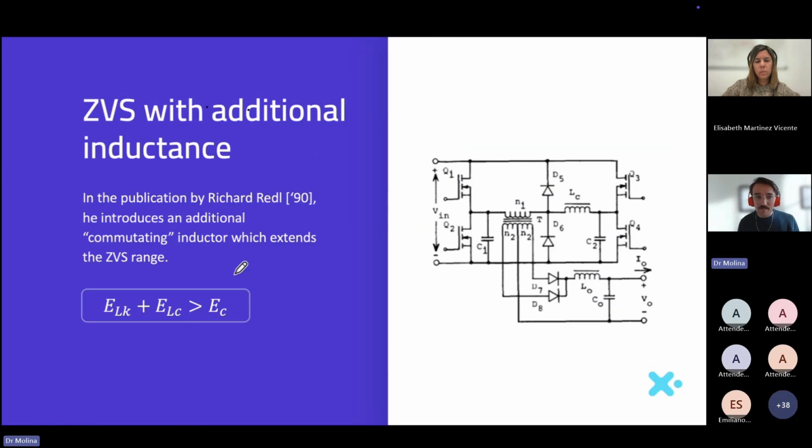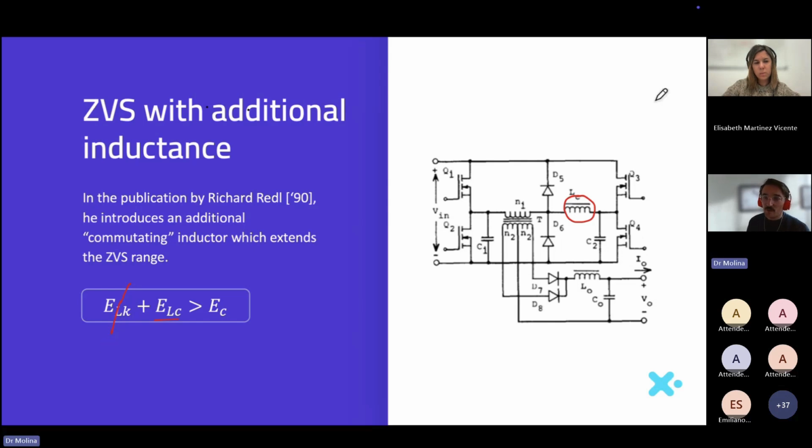of the key points is that sometimes, for example, in this publication from Richard Redell in the 90s, he was saying, okay, in order to make sure that I'm going to reach zero voltage switching where I want, but I don't want to get a very high leakage inductance in the transformer, I'm going to add an additional inductor here. And then I will increase the energy to achieve zero voltage switching naturally with this external inductor. So I don't need this critically anymore.